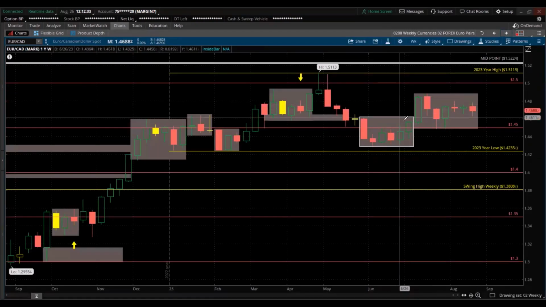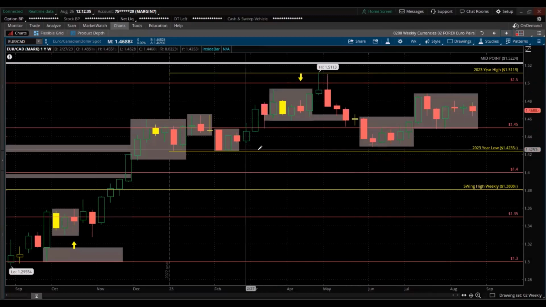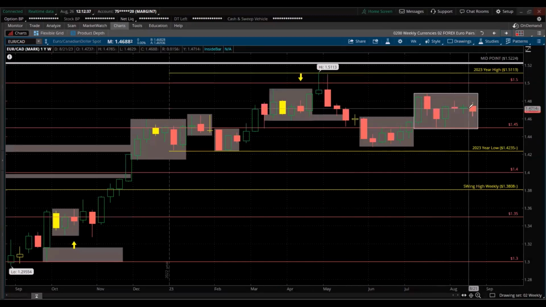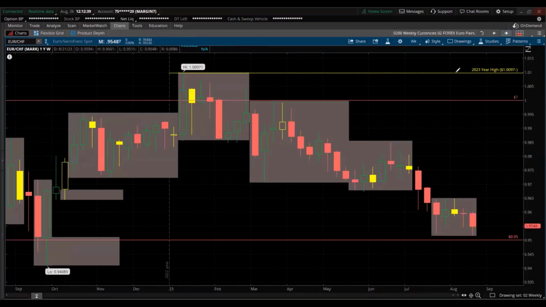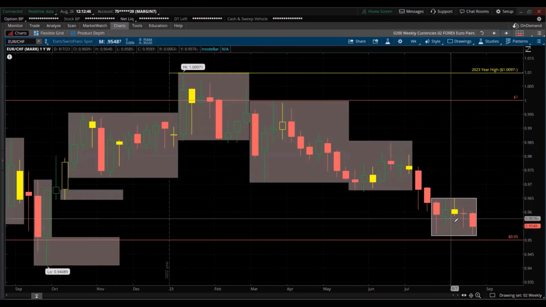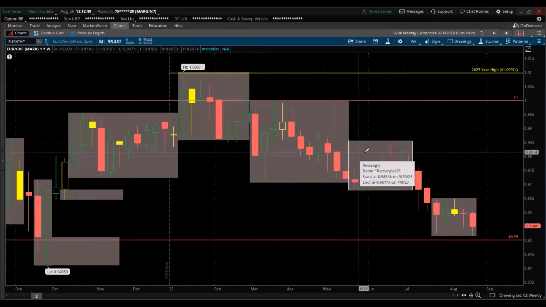And the euro Canadian dollar. Well, here's the high for the year. Here's the low for the year. Huge consolidation. Euro Swiss franc. Euro's trending down in favor of the Swiss franc. Swiss franc strong like bull against the euro. Interesting.